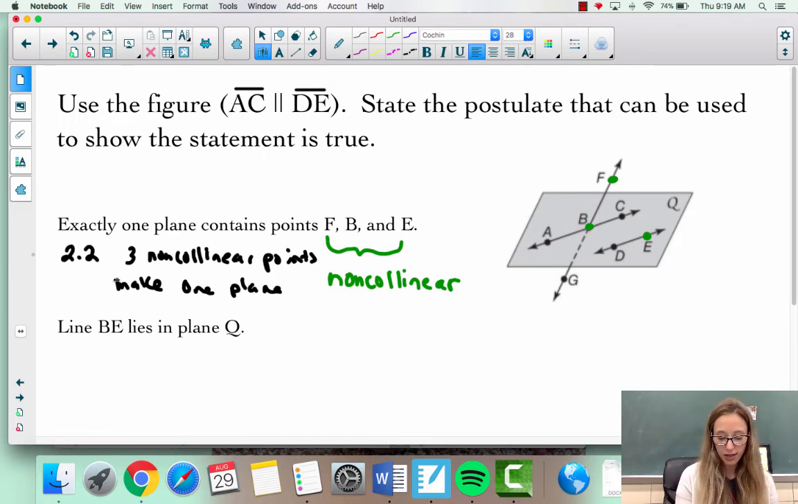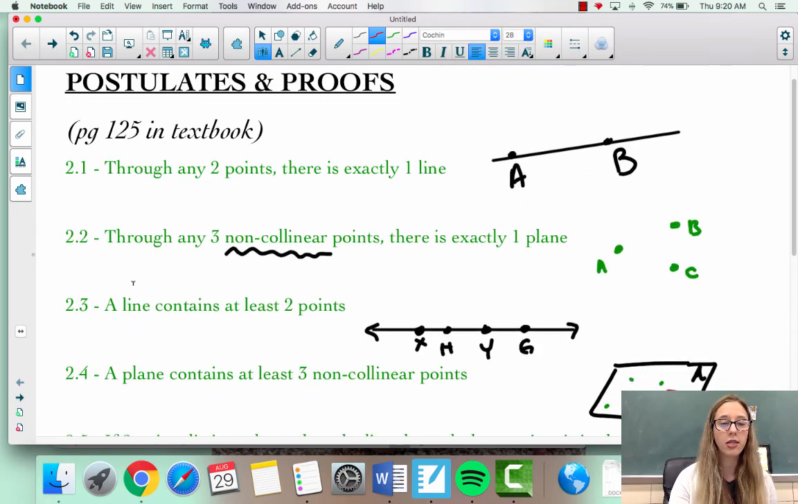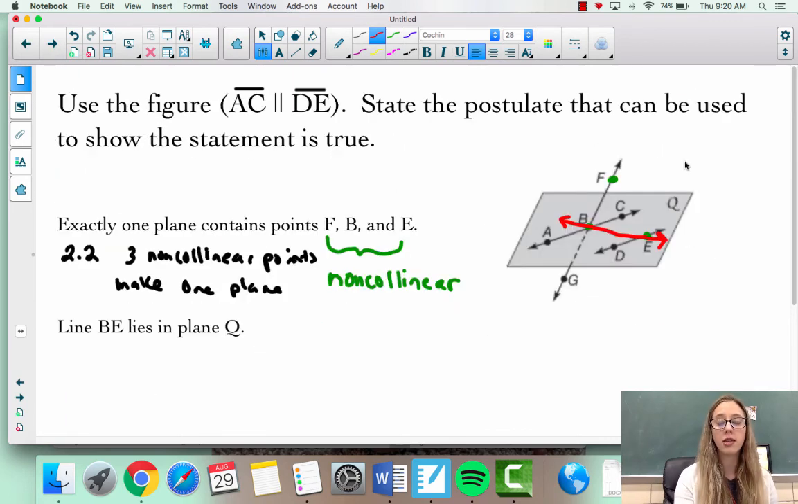Okay? And then in the second example, it says line BE lies in plane Q. So here's BE, not drawn, but we can draw it in. Okay? And it says that it lies in plane Q. Well, if you go back to your postulates here, we know B and E are in the plane. So back to our postulates, it says 2 points. If 2 points lie in the plane, then their line is also in the plane. So this goes back to 2.5. So we knew B and E were in the plane. So that means line BE also has to be in the plane.